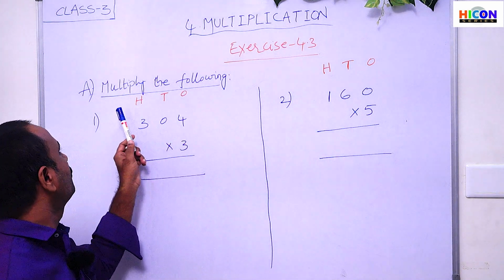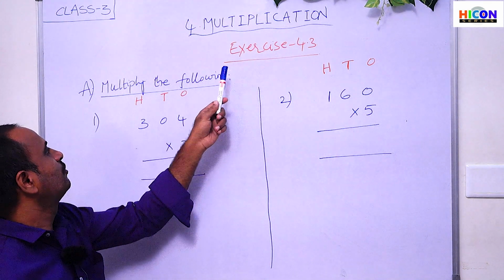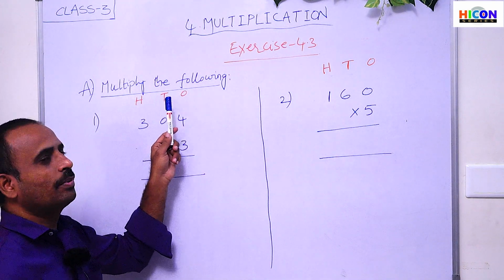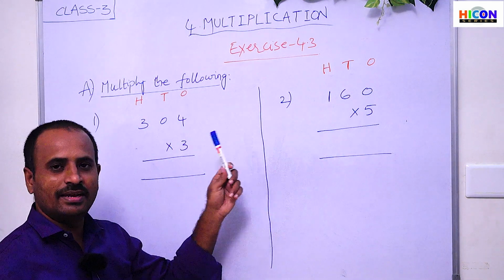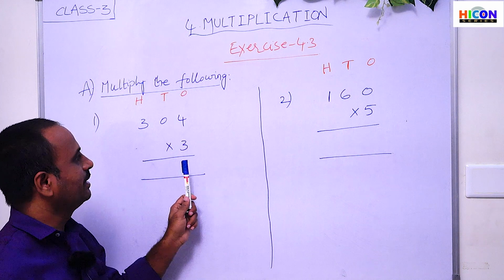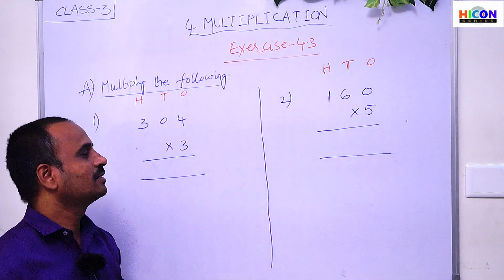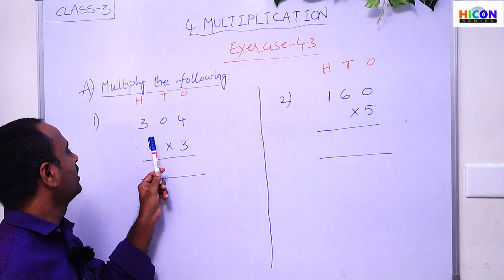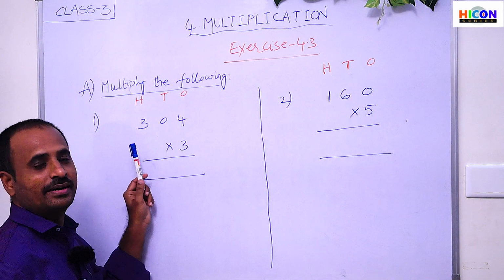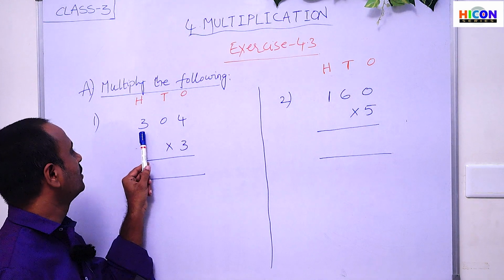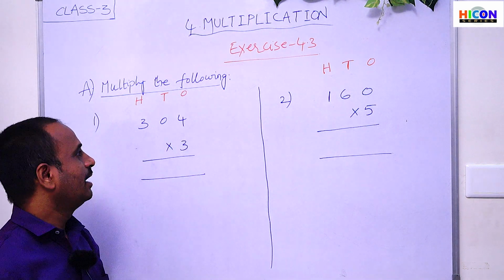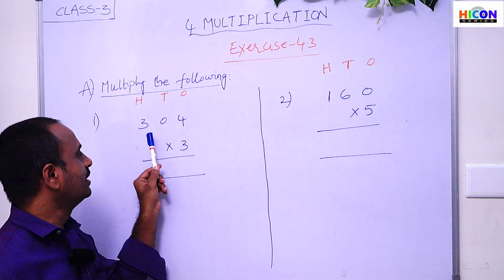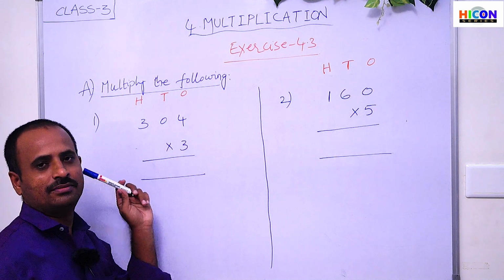So, children, the first section in this exercise 4.3 is multiply the following. There are two problems. We have to multiply these problems. See the first problem here. They have given a 3-digit number, 304, and we have to multiply 304 with 3.